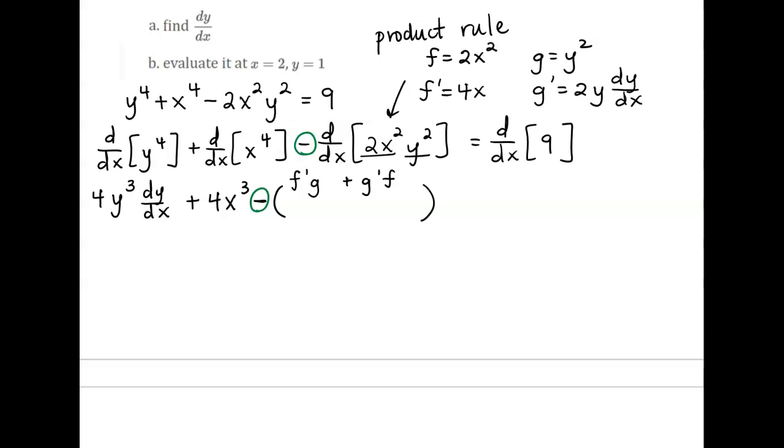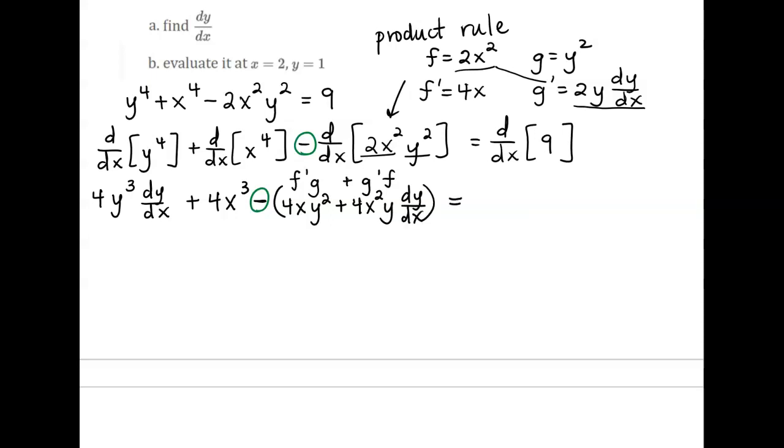So now I'm ready to come in here and fill out f prime g, so that's 4x times y squared plus g prime f. So I'm multiplying f with g prime. So multiplying those 2's will give us a 4. I'll go ahead and put the x squared and then the y and then the dy/dx.